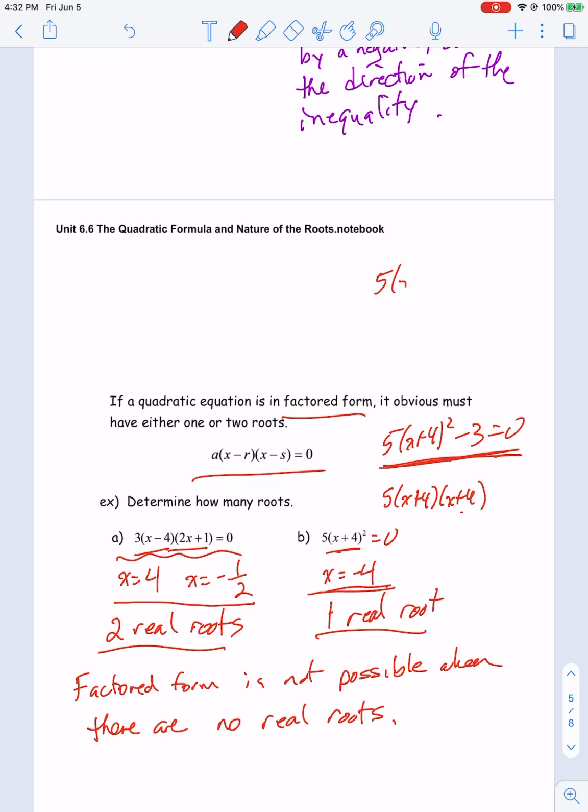Or if it said 5x plus 4 squared minus 3x, well, that's not even vertex form. That's not factored form. That's nothing. You've got to expand and simplify to get it into standard form and then use the discriminant to determine the nature of the roots. Okay? So factored form is very specifically a number times a bracket times a bracket. Nothing added or subtracted after that.